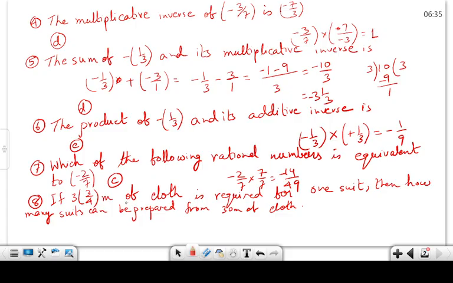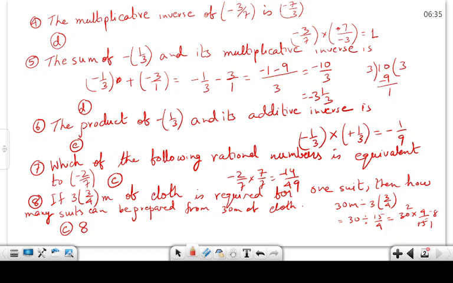Three whole 3 by 4 meter cloth is required for one suit. Then how many suits can be prepared from 30 meter of cloth? That means you have to give 30 meter divided by 3 whole 3 by 4. We are getting this one as 30 divided by 3 4 is 12 plus 3, 15 by 4, or you can write it as 30 into 4 by 15. 15 1 is 15, 15 2 is 30, 4 2 is 8. So 8 suits can be made. Therefore, the option is C. C is the correct answer, and it is 8.